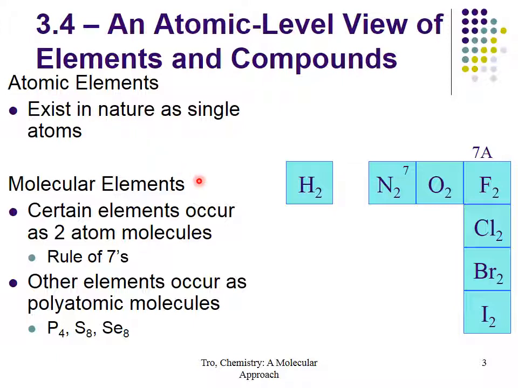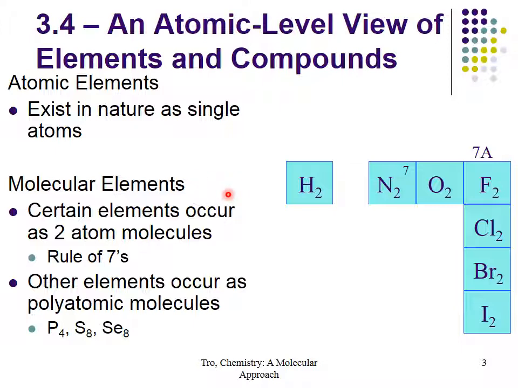The other type, molecular elements, exist as molecules, which means that we have to have two or more of those atoms bonded together. Now the difference between this and a molecular compound is that our molecular compounds have to have two or more different types of elements.